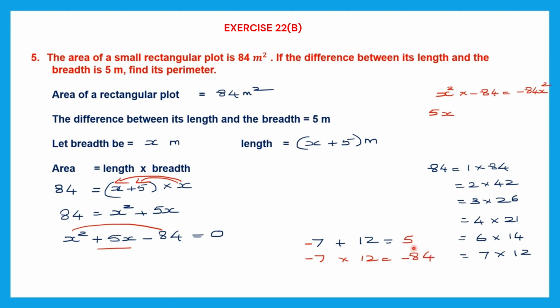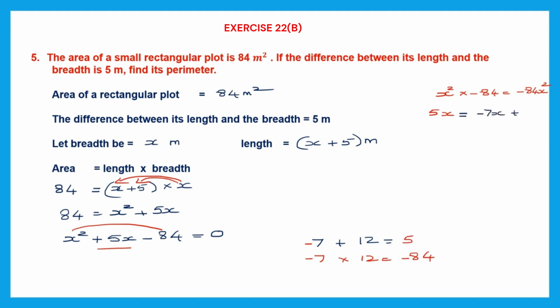So can you see now I'm getting 5 when I add up these two numbers, and when I multiply the same two numbers, I'm getting minus 84. So these are the two numbers that I'm going to split 5x into. I can write 5x as minus 7x plus 12x because that is going to give me 5x. So let's come back to our equation and here let's write x square.